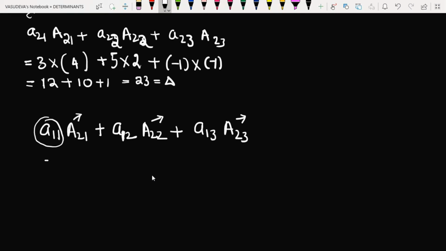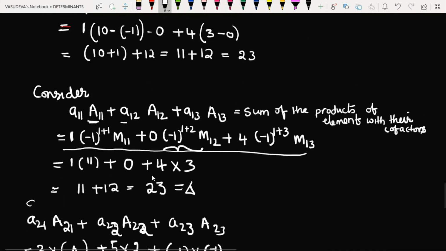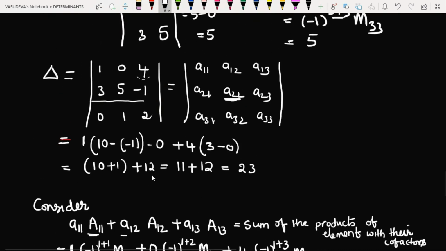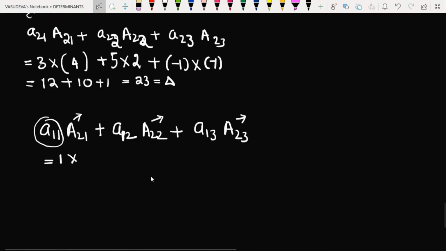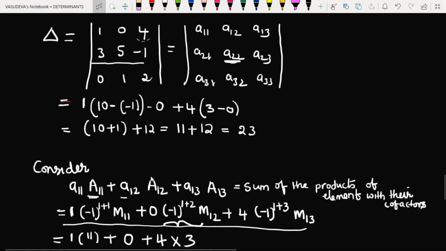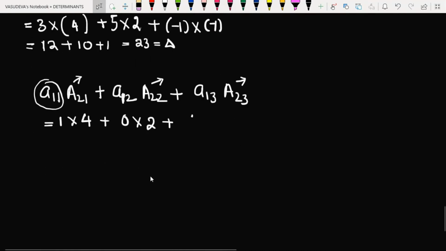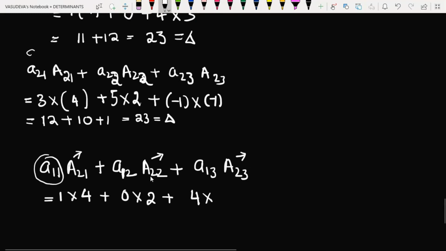So what we are getting, let us see. Now A11 is an element, that is 1, 0, 4. A11, A12, A13. So A11 is 1 into A21, already found out 4, plus 0 into A22 is 2, plus A13 is 4. So 4 into A23 is here minus 1. See what we are getting here? 4 plus 0 minus 4. So 4 minus 4 is equal to 0.